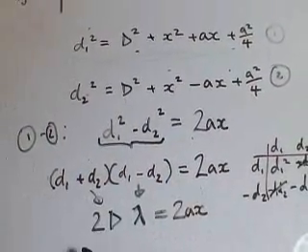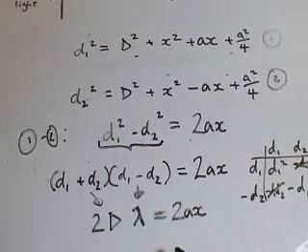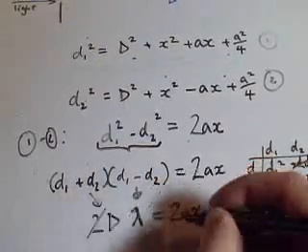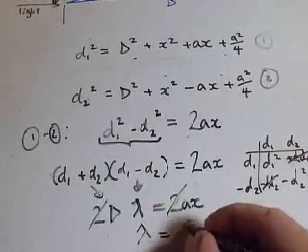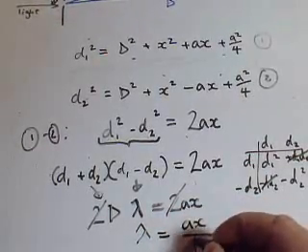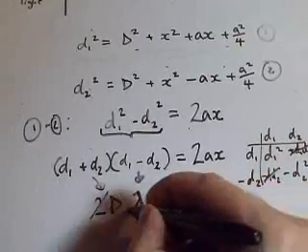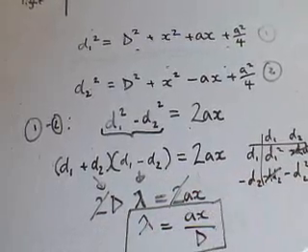So now I've got an equation. It's got a 2 on both sides, so I can divide both sides by 2. So the 2's are just going to disappear. And my lambda is going to equal a times x over d, which is the formula that you can look up in your data booklet and apply.